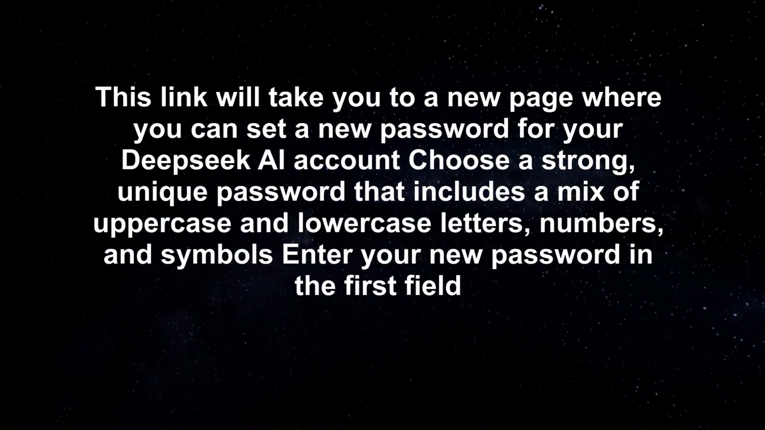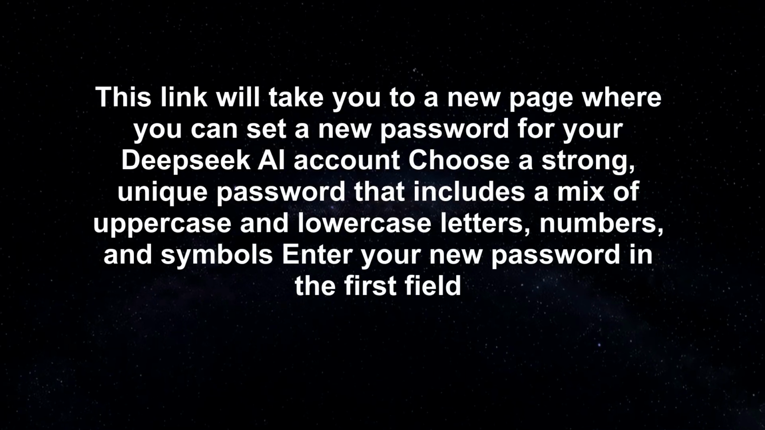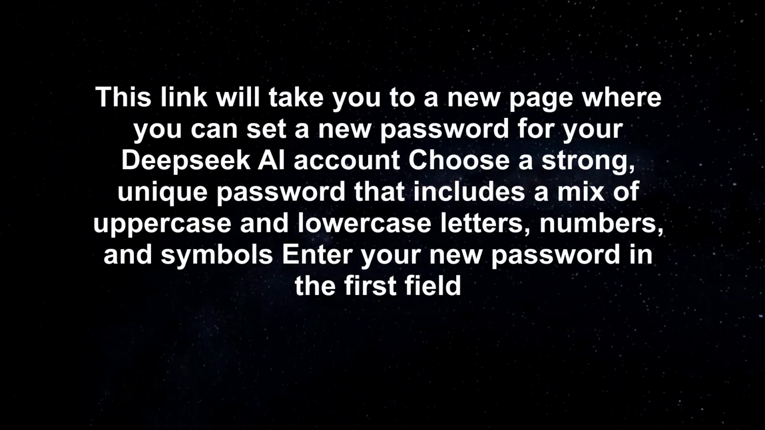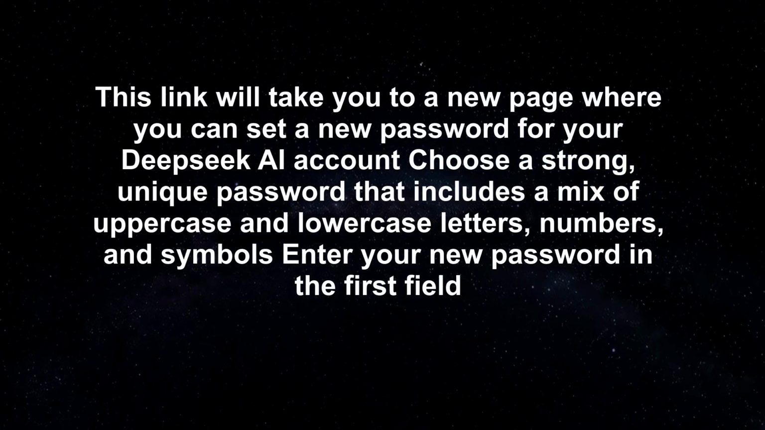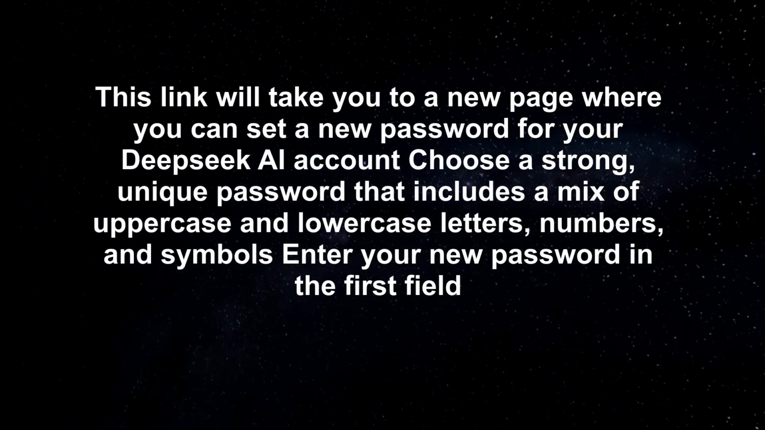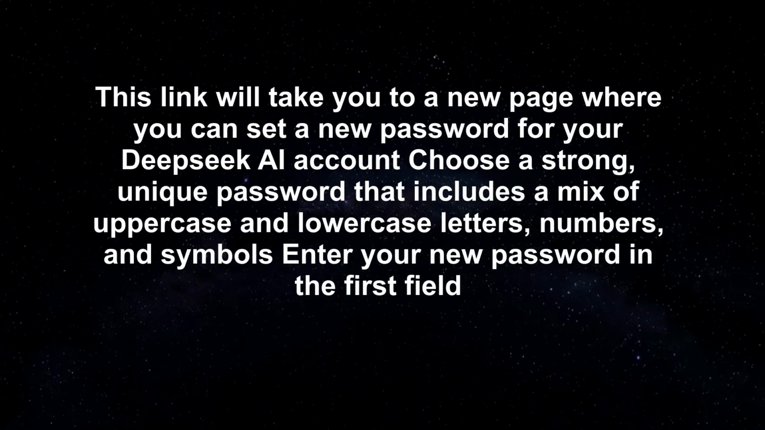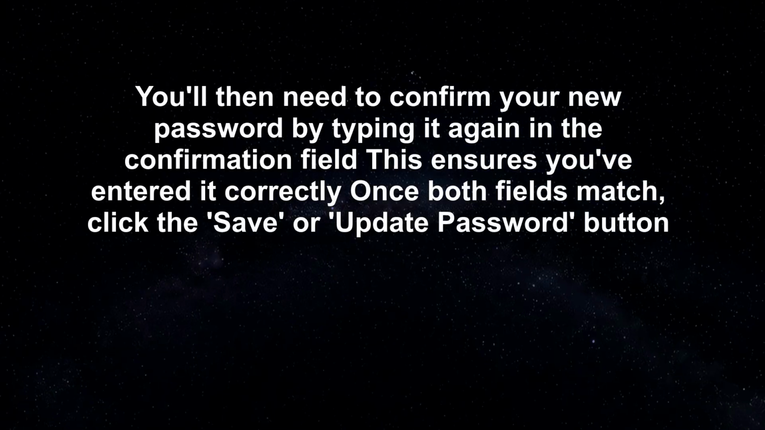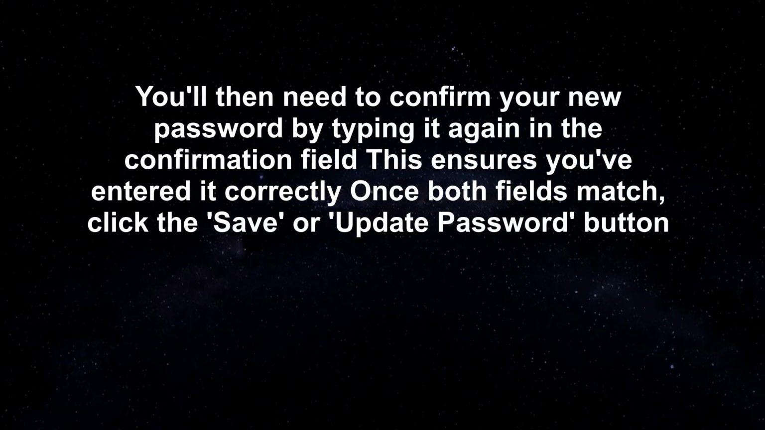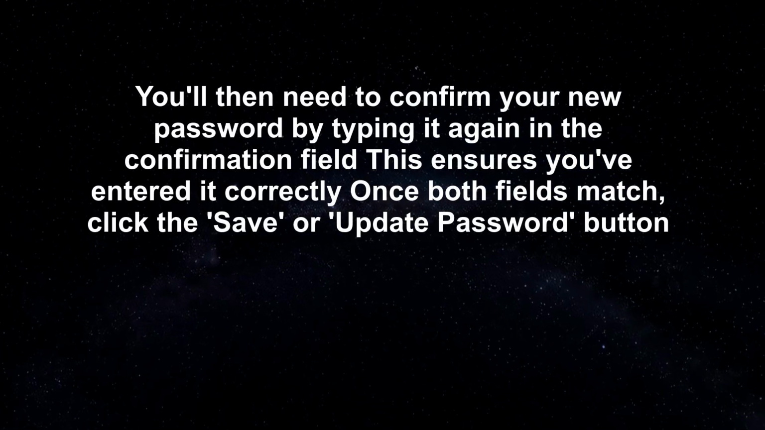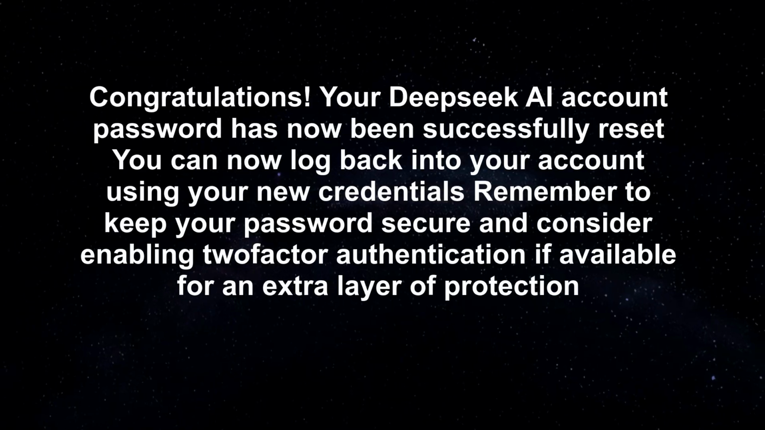This link will take you to a new page where you can set a new password for your Deepseek AI account. Choose a strong, unique password that includes a mix of uppercase and lowercase letters, numbers, and symbols. Enter your new password in the first field. You'll then need to confirm your new password by typing it again in the confirmation field. This ensures you've entered it correctly. Once both fields match, click the Save or Update Password button.